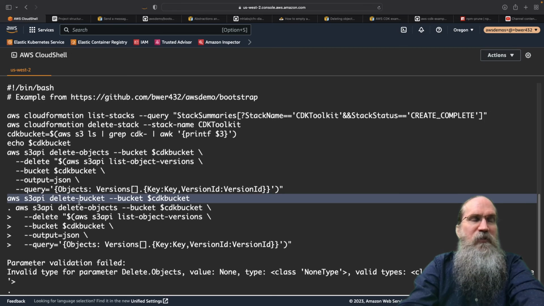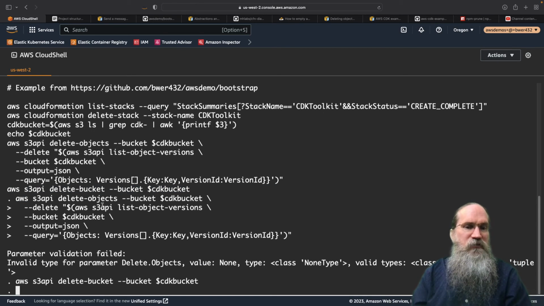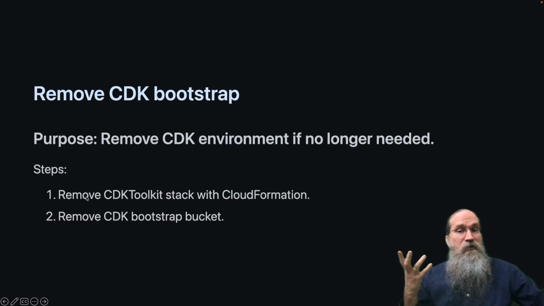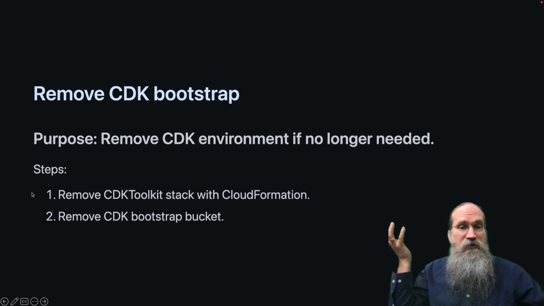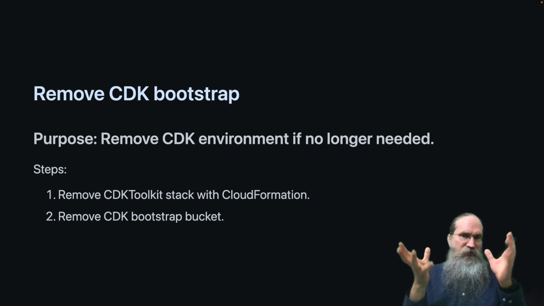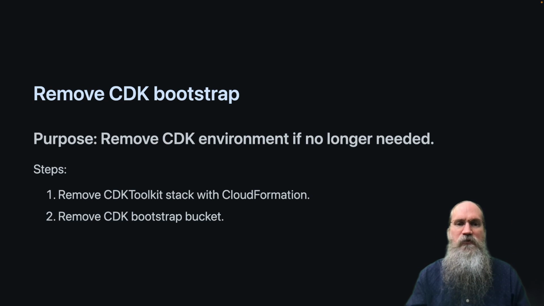And then here's the critical command, just the delete bucket. So AWS S3 API, delete-bucket, the AWS S3 RB to remove buckets, also another option, but here this just deleted the bucket. So now this has done the 2 steps of the cleanup, removing the CDK toolkit stack with CloudFormation, and removing the CDK bootstrap bucket. Again, little Git repo and a script, so you don't have to remember the steps. They're right there in that script file.